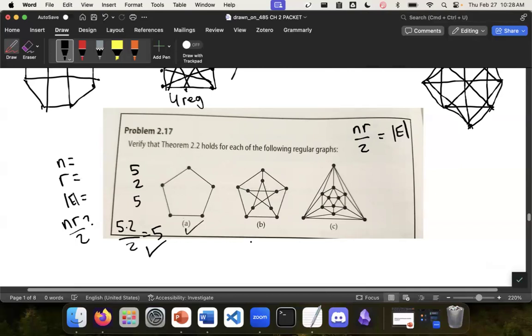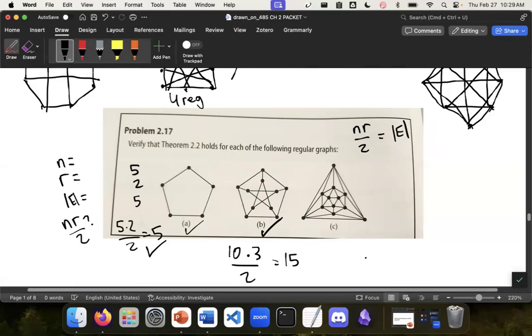What about B? How many vertices do we have? 5, 6, 7, 8, 9, 10. So 10, and then what's the regularity? 3. That's going to be 10 times 3 over 2, which is 15. And so does this hold? Do we have that many edges? 5. Another 5 here for the little guys, and then 5 for the star. So yeah, we get 15.